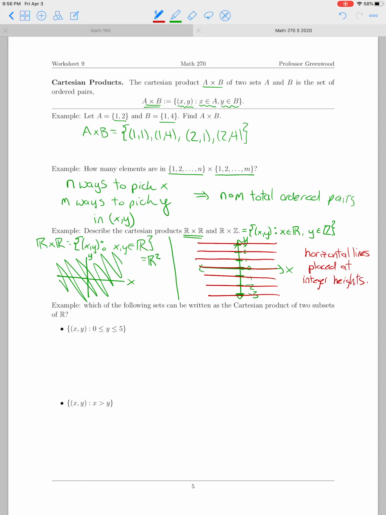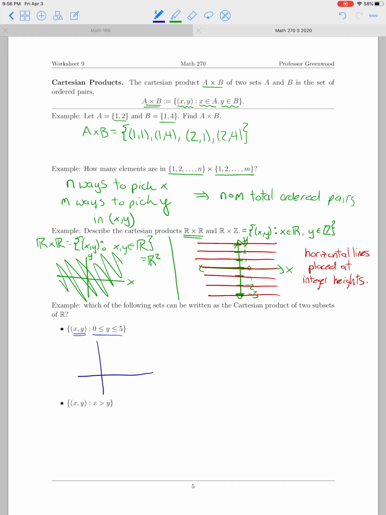Okay, so now that we have some visualization of a couple basic examples, it's also going to be important to identify when we have a set that is a Cartesian product and when we have a set that's not. And so let's consider a couple examples. The first one is the list of all ordered pairs where y is restricted to be between 0 and 5, but x is just inherently anything, and here it's implied that the universe is the real numbers.